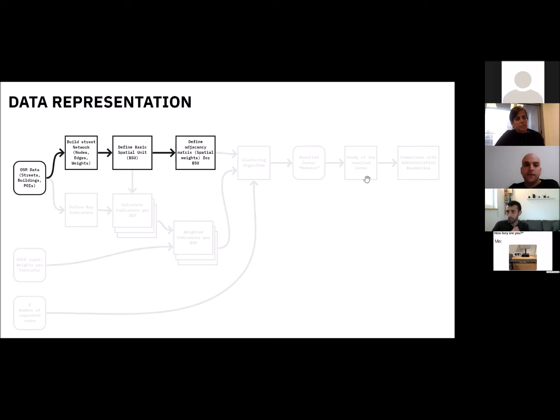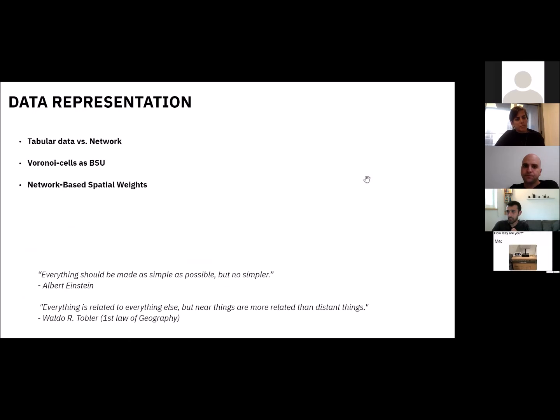Next, building the basic spatial units. Traditionally, cities are represented in one of two ways, either tabular data or as a network. Each of them has its own advantages and disadvantages. We actually wanted to take the best of both, and therefore we went with a solution of tiling the space into a Voronoi-based basic spatial unit. I will show that in the next slides. And to define network-based spatial weights. Spatial weights are the way that different tiles in space relate to each other.